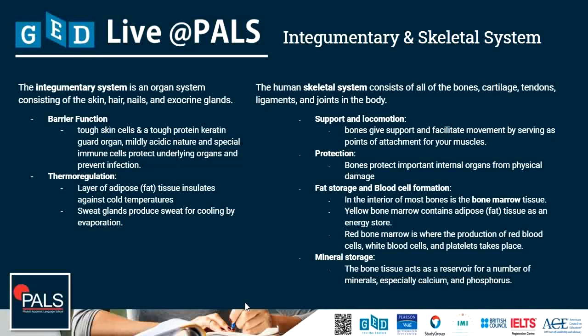Our bones as well serve as a mineral storage, mainly for calcium. So the bone tissue acts as a reservoir for a number of different minerals, again mainly calcium and phosphorus as well. So if blood calcium levels are too low, our body will release some of the calcium from the bones to bring it back up to a normal level.